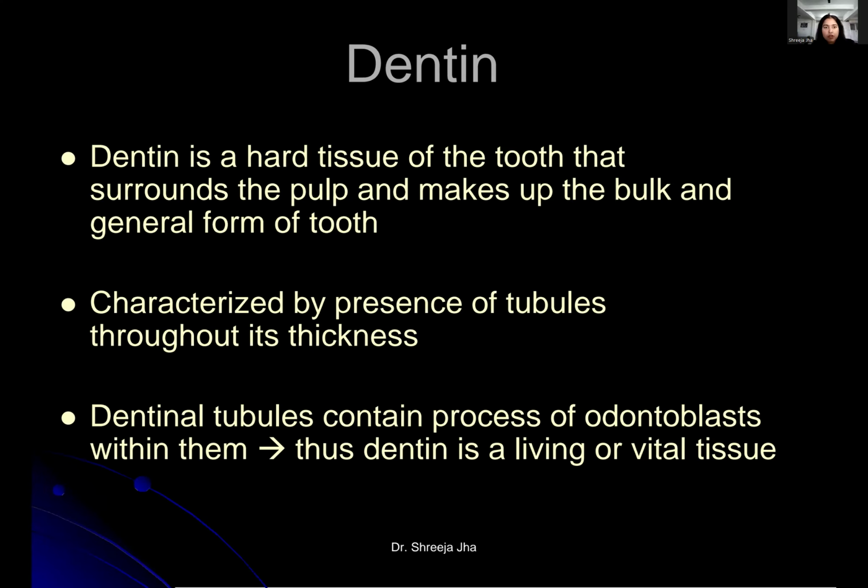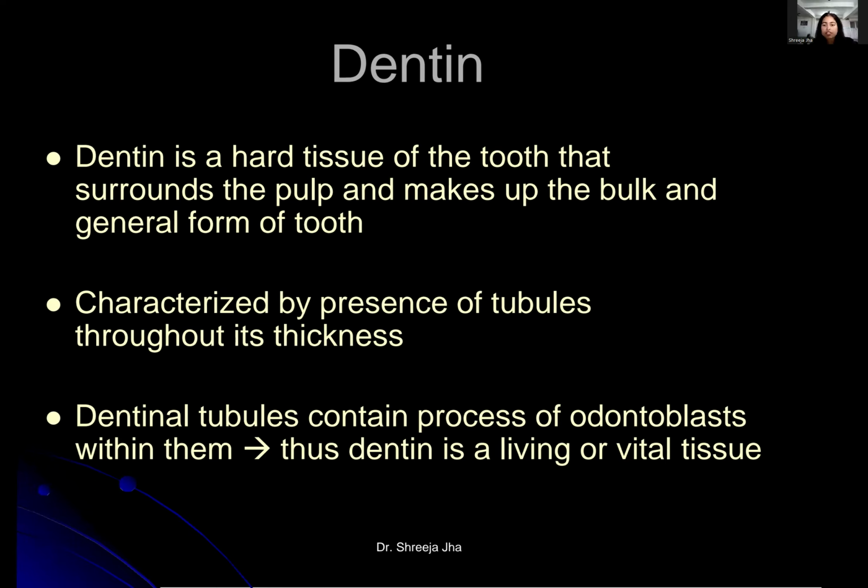How is dentin characterized? It is characterized by the presence of tubules throughout its thickness. Dentinal tubules contain processes of odontoblasts within them. So dentin is a living or vital tissue.